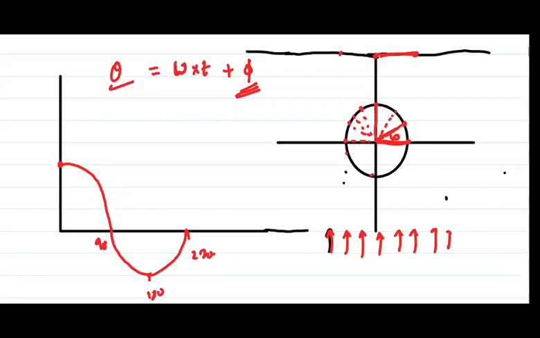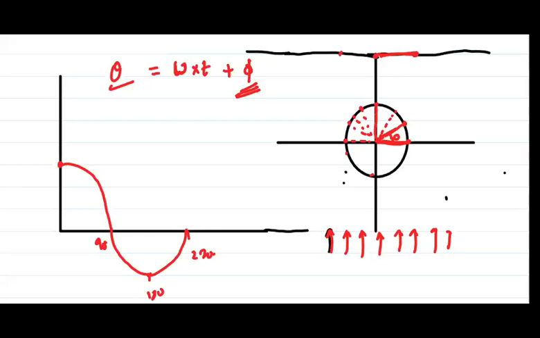Got it? Everyone got this? Theta is equal to omega t plus phi. And what is theta? It is your phase. I hope all of you understood this. This concept is clear. What is phase? Have you imagined this? Now the concept of phase should be clear.